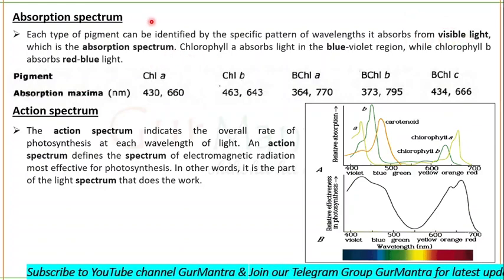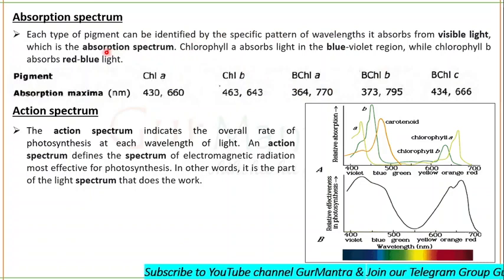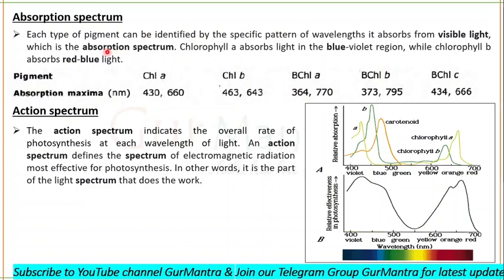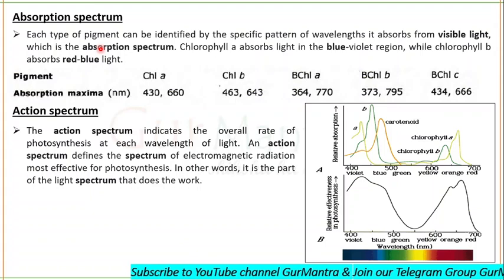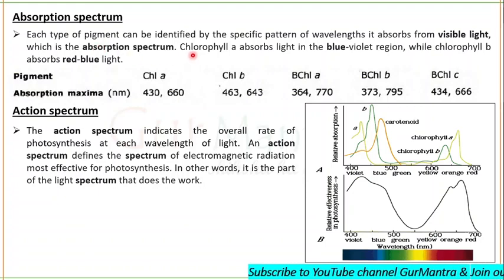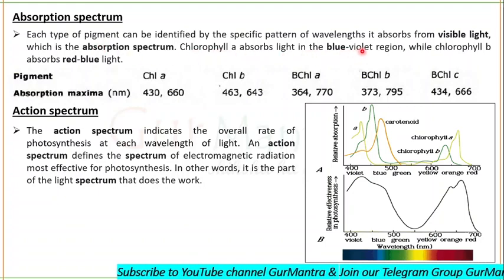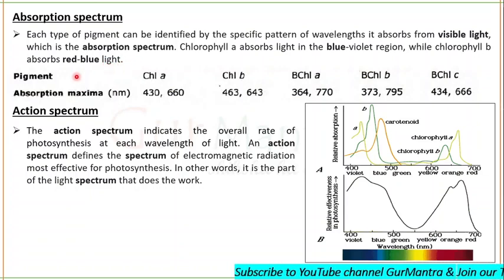Okay, so different pigments absorb different wavelengths of light from this visible spectrum, and this absorption of light of different wavelengths is called the absorption spectrum. Okay, so we understand now in the absorption spectrum, different molecules will absorb light at different wavelengths. So chlorophyll a absorbs light in the blue-violet region, while chlorophyll b absorbs in the red-blue and more appropriately in the red region. Let's check it out here.